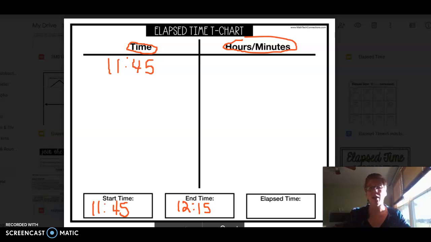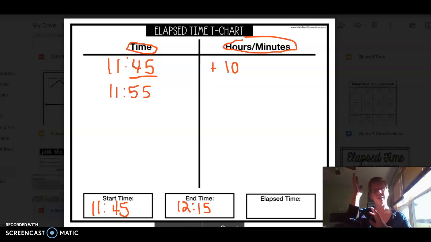Could I add maybe 10 minutes onto 11:45? Well, what's 11:45 plus 10 minutes? Where does that get us? Do your math. We're adding 10 minutes on 11:45. That gets us to 11:55. Write this down. So we have written down that we added 10 minutes and we're now at 11:55. It's like we moved the minute hand from 45 to 55 and we added 10 minutes.